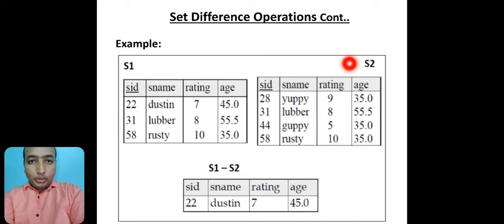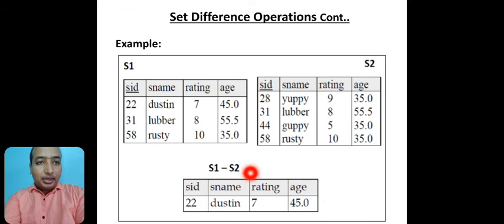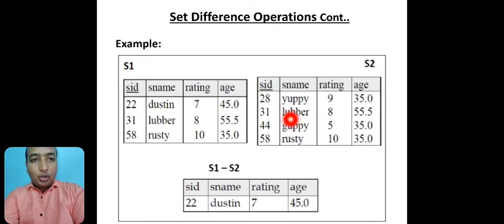So when you do this, you will get an output like this. S1 minus S2 will give you only 22, Dustin, 7 and age 45. This is why: the first tuple in the set S1 has the SID value 22 with Dustin, 7 and 45. You can find that in the set S2 you don't have the SID 22. Therefore, since it is present only in S1 and absent in S2, you put it in your S1 minus S2. That is done.